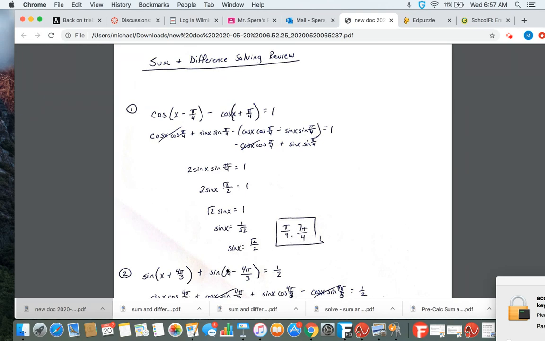Had this been cosine x, then those would have been my answers, because cosine's positive in the first and the fourth quadrant, but sine's positive in the first and the second quadrant. So it should be pi over 4 and 3 pi over 4.